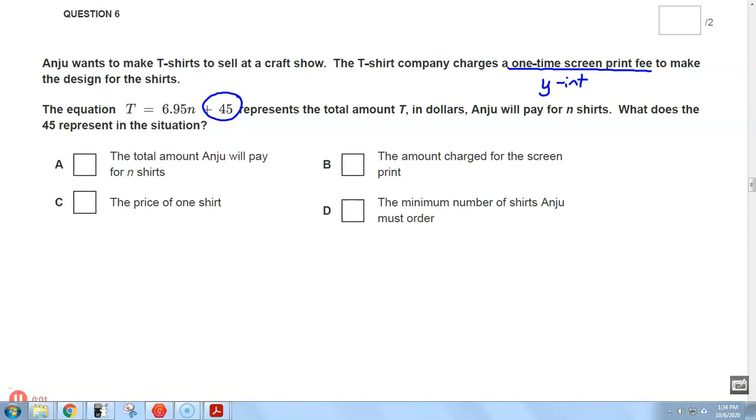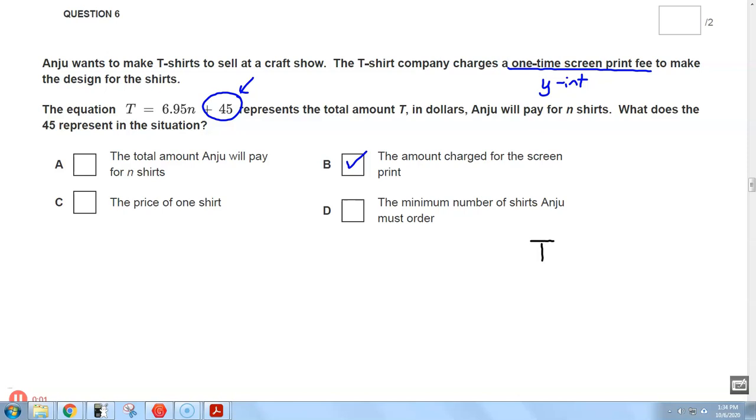Well, whenever you're a y-intercept, you're going to represent either the initial fee or a one-time fee. So right now I'm pretty sure that the correct answer is going to be B, the screen print. But let's just double check it really quick. And I think this will help answer number 7 as well.